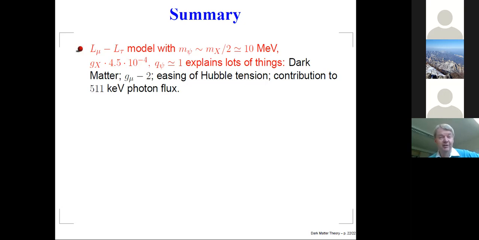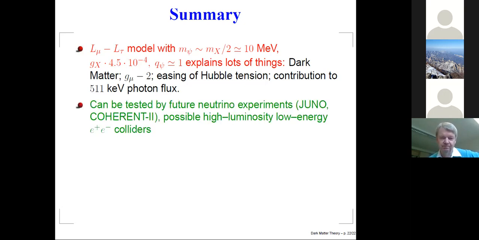I can ease the Hubble tension, with perhaps more problems with the sigma 8. And I can make a contribution to the flux of 511 keV photons. And that can be tested by future neutrino experiments. Juno, also COHERENT, is supposed to become more sensitive. So if they can increase the sensitivity of the coupling by another factor of 3 or so, they should also be able to see this. And possible future high luminosity e plus e minus colliders, if they have a single photon trigger. Okay, that's all I wanted to tell you today.